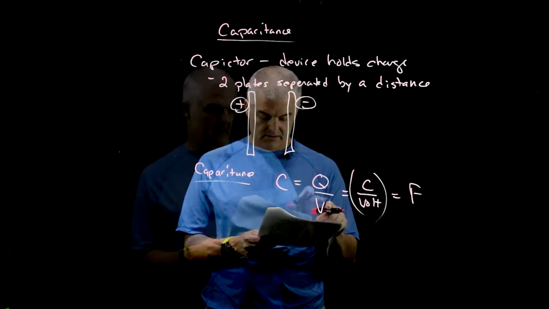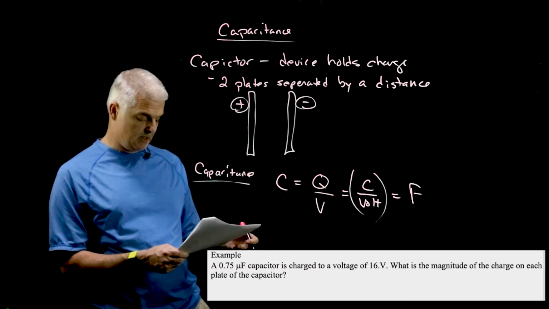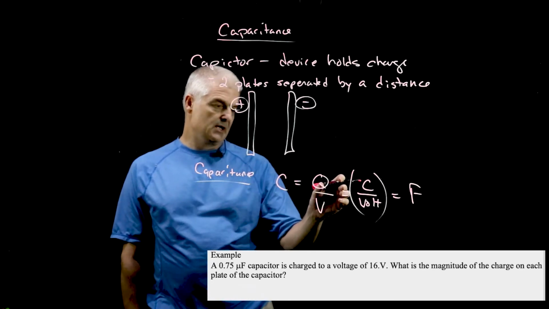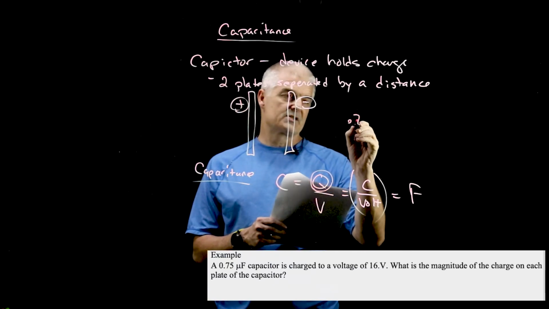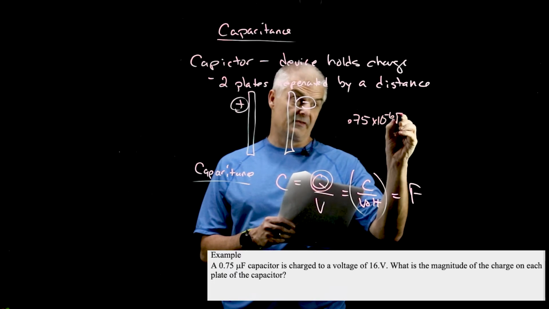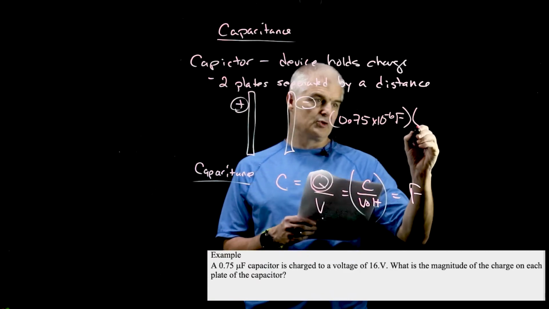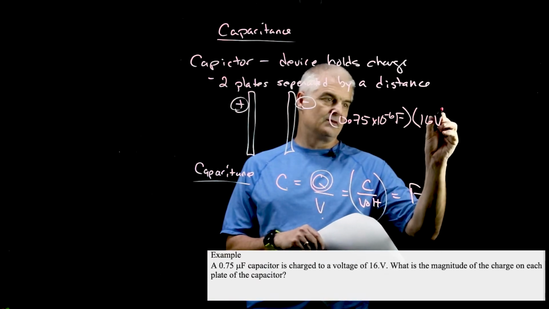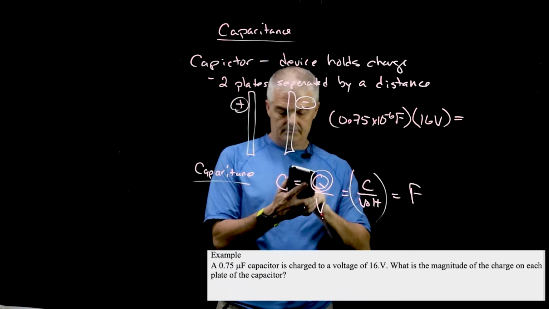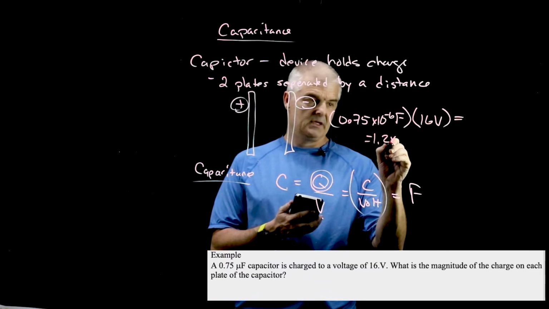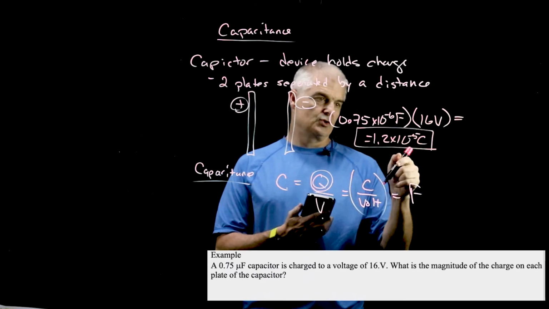So let's do this crazy quick example. We've got the 0.75 microfarad capacitor charged to 16 volts. What is the charge, right? We're solving for Q in this case. So we know the capacitance: 0.75 times 10 to the minus 6 farads. Now, C times V equals Q, so I'm just going to multiply by the voltage. The voltage was 16 volts, and you multiply these two numbers together, and you get your answer. This is 1.2 times 10 to the minus fifth. And since that's Q, which is charge, that's coulombs.